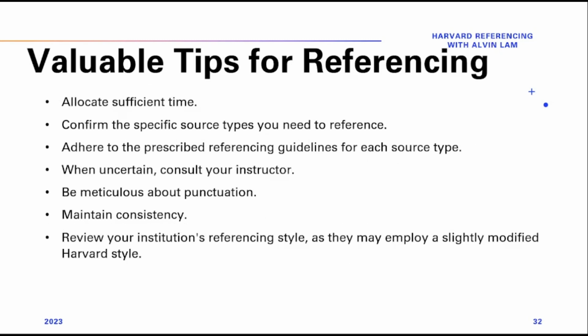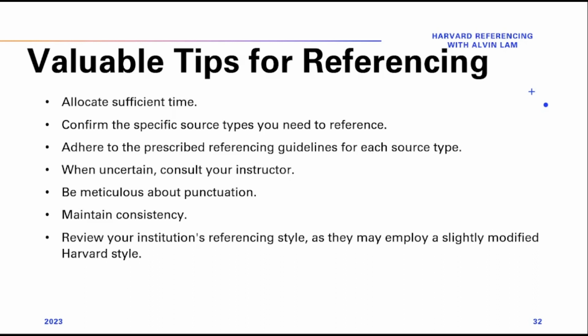So before you write your articles or go ahead and do your assignments, it's good to carry these valuable tips with you for referencing. Always allocate sufficient time, other than your writing, to do referencing. Confirm the specific source types you need to reference, so you could actually have a good variety. Adhere to the prescribed referencing guidelines for each source type. Remember the table that we have presented to you. When uncertain, consult your teacher, instructor, or lecturer.